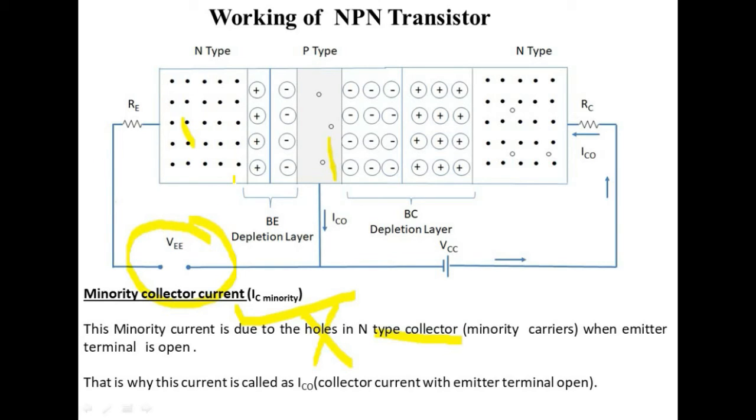Here we see whether any current is flowing or not. This minority current is due to the holes in the N-type collector. Due to holes in the N-type collector, that is the minority carrier. Here we see that in the collector the holes are minority carriers. We'll see whether there is any current due to these minority carriers when the emitter terminal is open. That is why this current is called ICO: collector current with emitter terminal open.